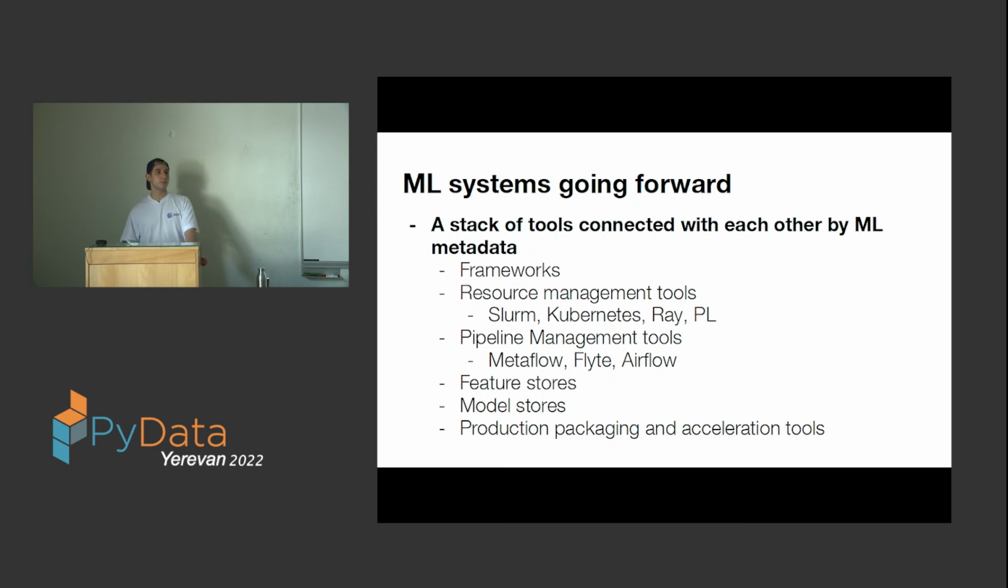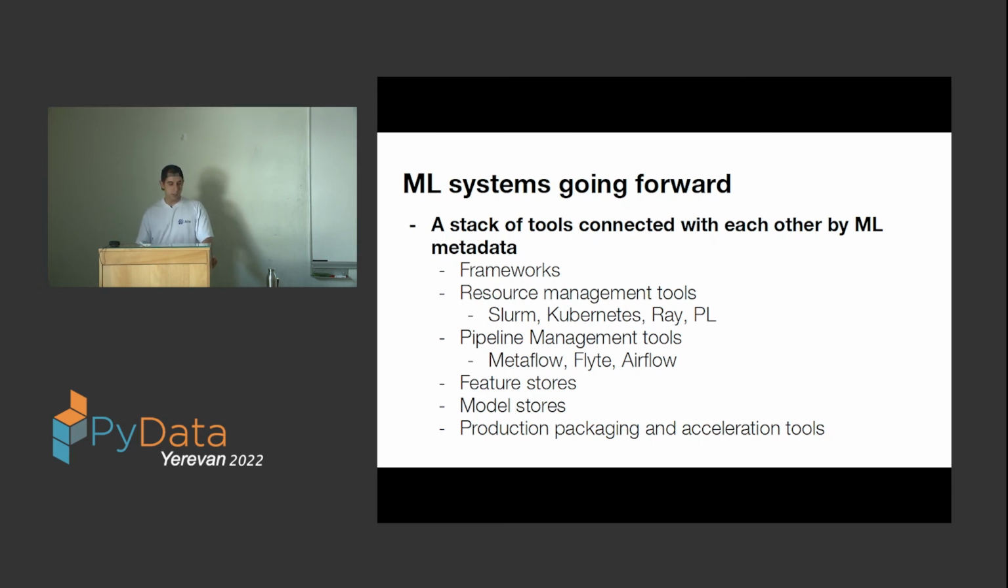And so the way machine learning systems could be going forward is that there is a stack of tools connected by machine learning metadata. At the bottom there are frameworks, then there are resource managers like Slurm, Kubernetes, Ray, PyTorch Lightning, everything that helps you deal with the number of GPUs or CPUs for that matter. Then pipeline management tools like Metaflow, Flyte, Airflow, feature stores, model stores, production packaging and acceleration tools, and machine learning metadata that just connects these together. And so this is our hot take for machine learning systems in the future.